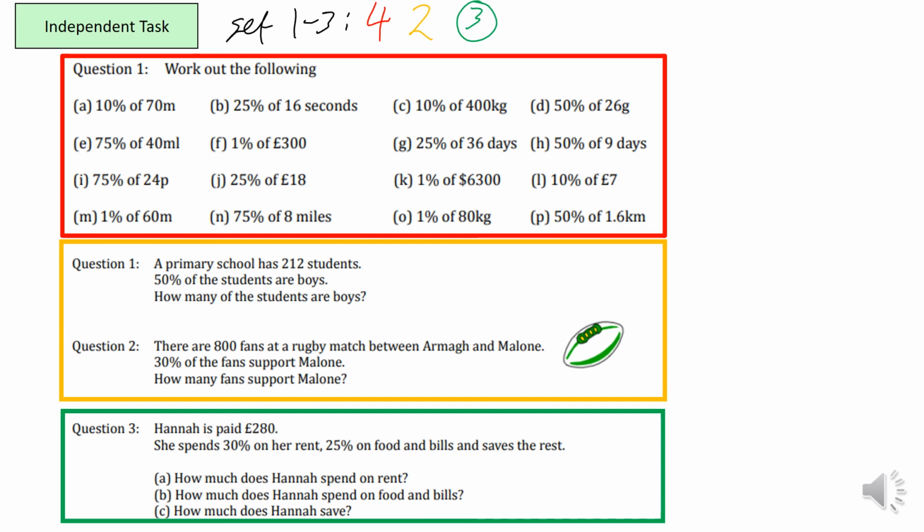If you are set 4 to 6, can you please have a go at 8 from red, one from amber, and can you have a go at least one of the subsections in the green?